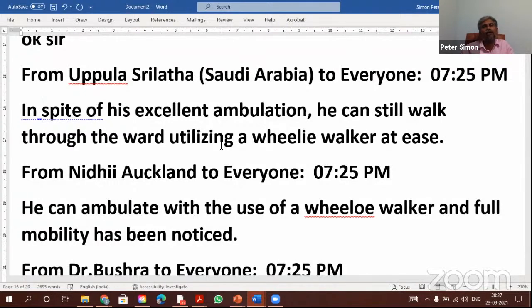So you can correct it like this: ambulation is excellent. For example, he can walk through the ward utilizing a wheeled walker at ease, right? You can say like that. Okay. Next.